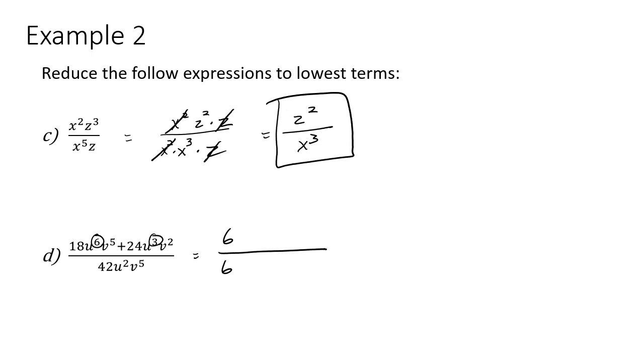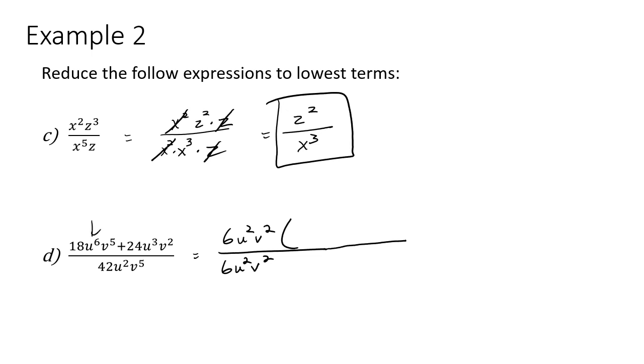The biggest power of u that they have in common is 2. So I'm going to pull a u squared out of all three terms. And then the biggest power of v that they all have in common is also squared. So I'm going to pull a v squared out of all three terms. So let's see what we're left with once we factor that out.